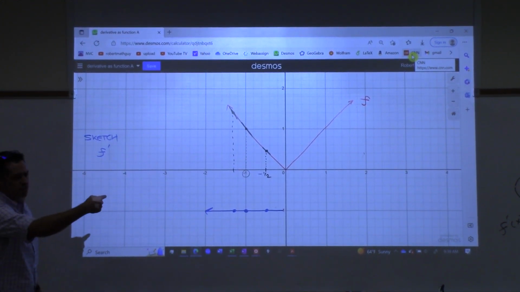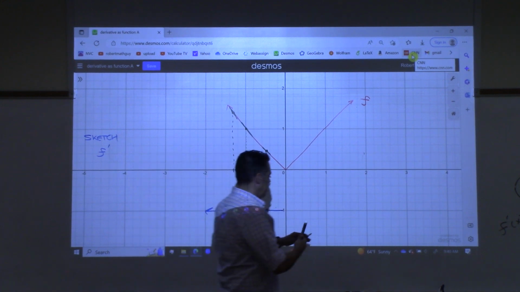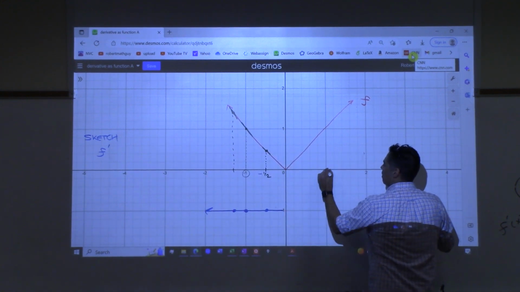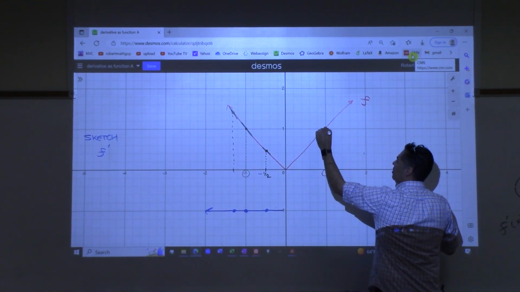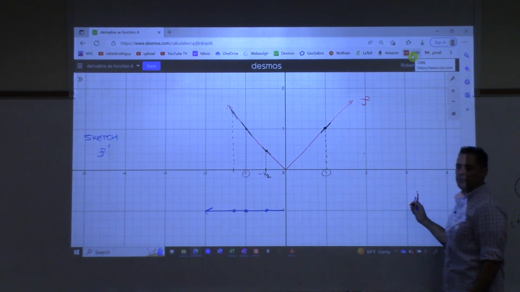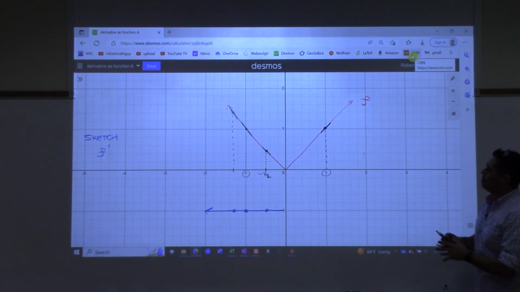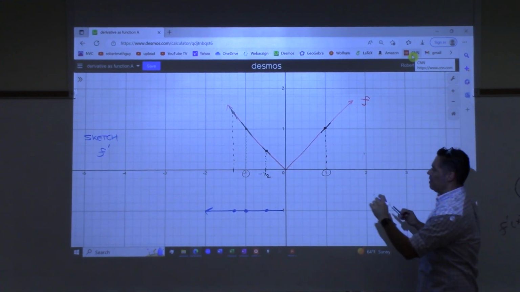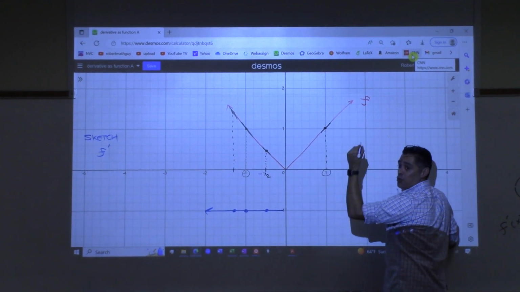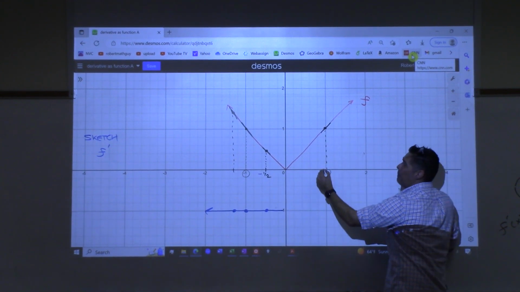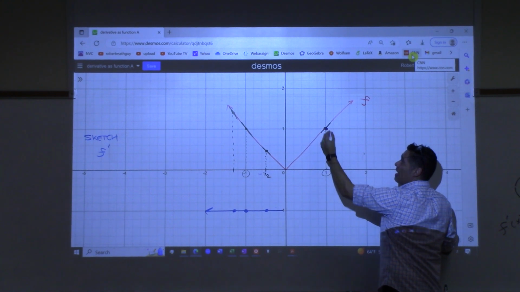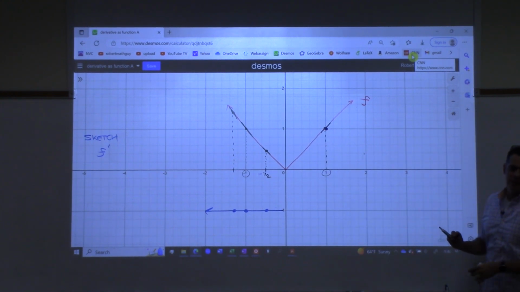What if I go to the other side? Say we pick this point right here, 1. Plug it in. What's the slope of the tangent line there? Positive 1, right? So now I'm going to draw the blue curve, and it's going to be up at positive 1, which happens to be the same point, which is weird, but that's what it is.